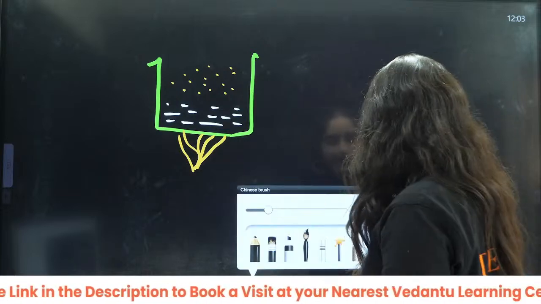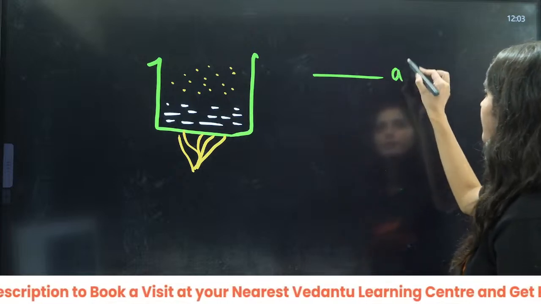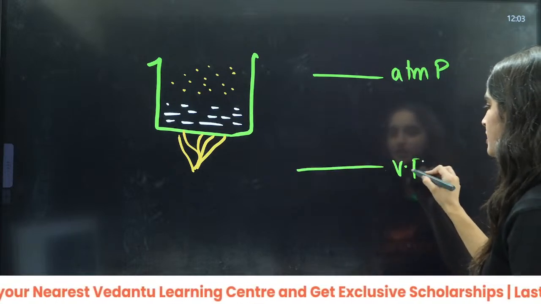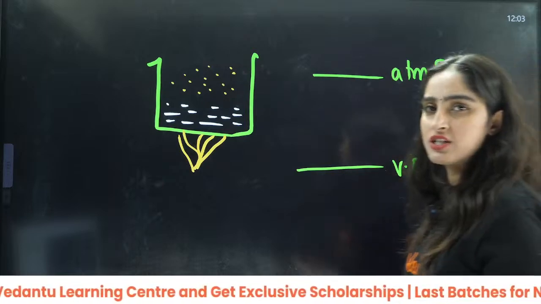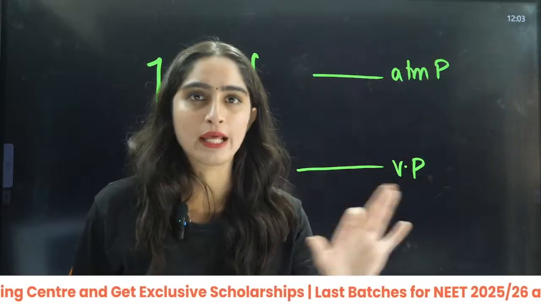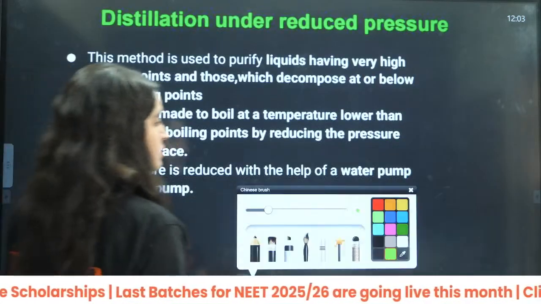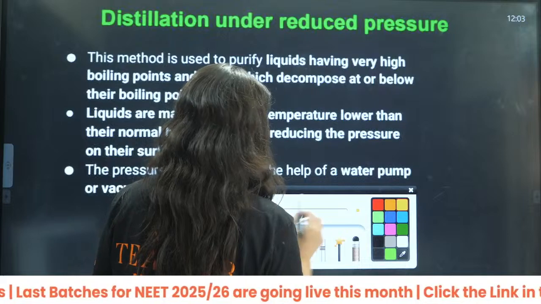Now, basically, this is your atmospheric pressure, right? And this is your vapor pressure. When they become equal to each other, then we will say we have reached the boiling point, right? So now let us understand the distillation under reduced pressure.